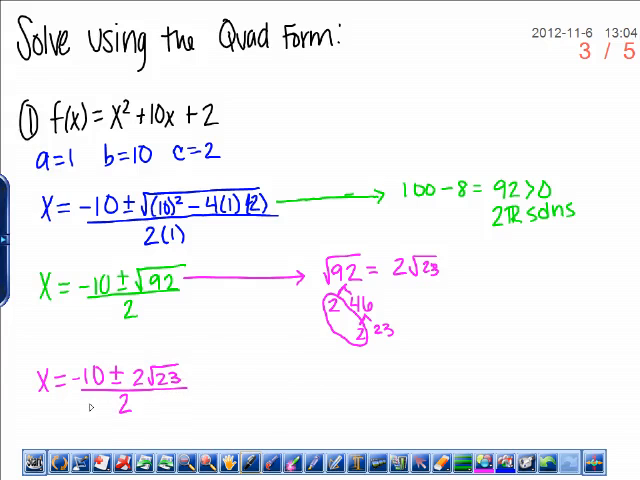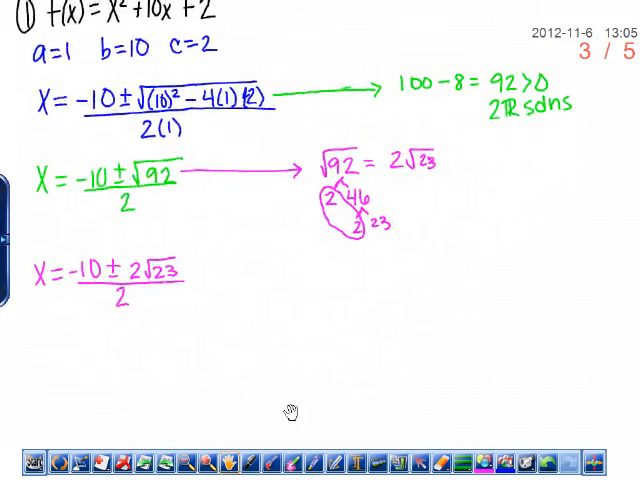Okay, from here, to make your life as easy as possible when simplifying these, it's always best to split them and then try and reduce. Okay? If you try and reduce here, you're likely to make mistakes. It's best to go ahead and split these. So if I want to split this into 2 separate fractions, I'm going to get x equals negative 10 over 2 plus or minus 2 root 23 over 2.